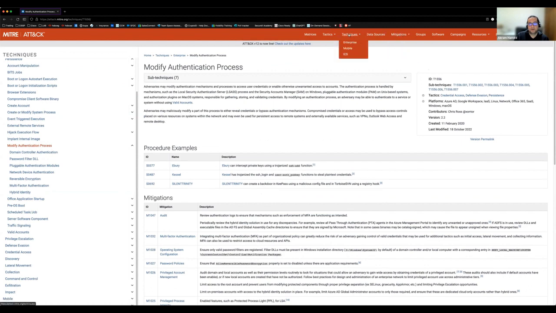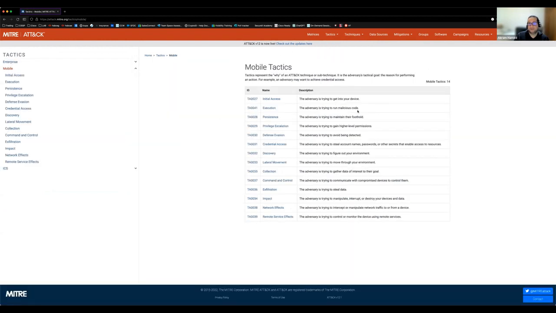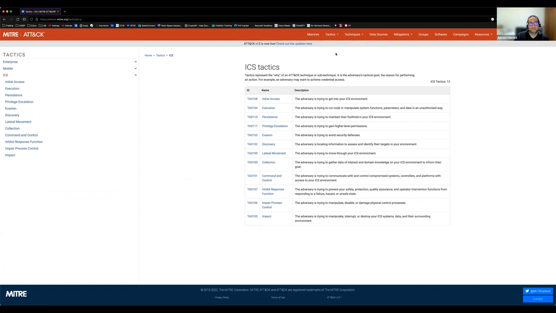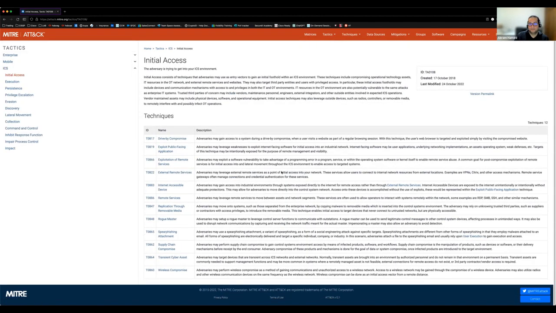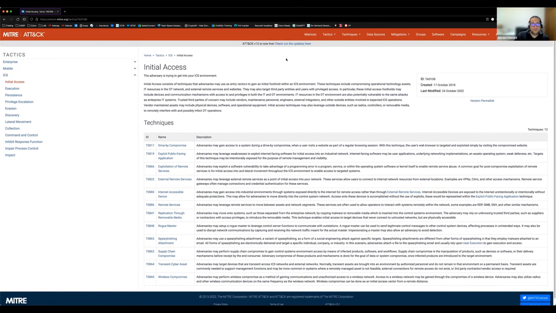It can also show you the same, but not for enterprise, maybe for mobile as well. So there are some tactics and techniques for mobile attacks. And finally, which is equally important, the ICS, or industrial control systems. Again, for industrial control systems, there are tactics and techniques starting from initial access to impact, and each and every one of those has its own techniques as well. But here we're talking about OT environments. This is one way of looking into MITRE.